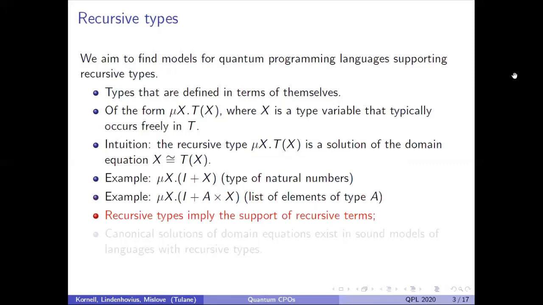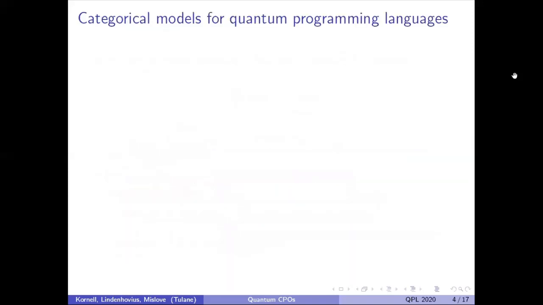And the nice thing about recursive types is that if a language has recursive types, then typically it also has recursive terms, which means that you can use general recursion if you are programming with it. And sound models of languages with recursive types should allow us to find canonical solutions of domain equations. And that is exactly what we hope to achieve with QCPO.